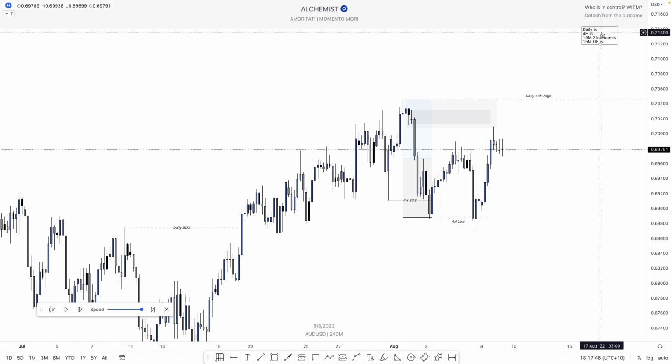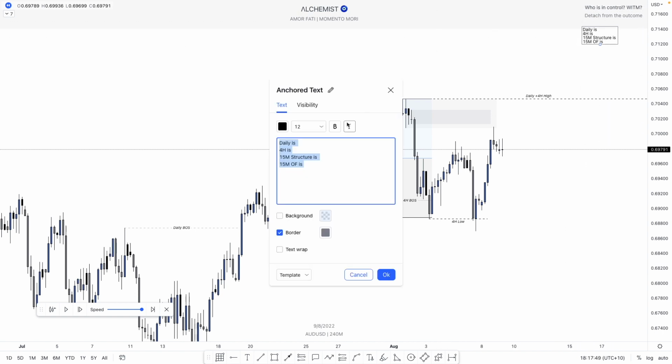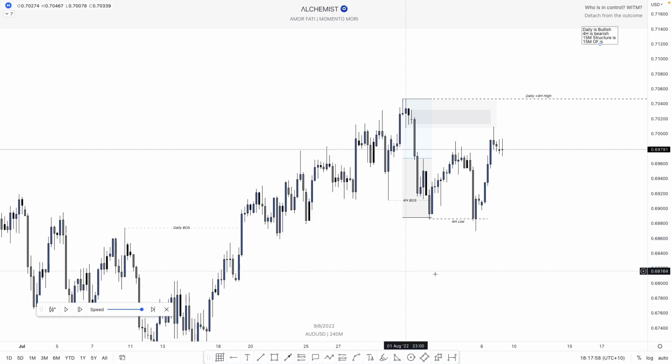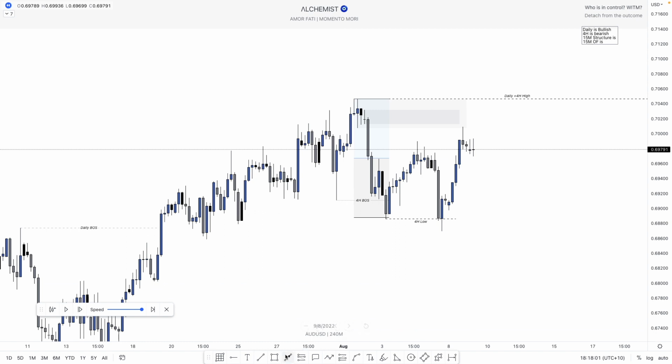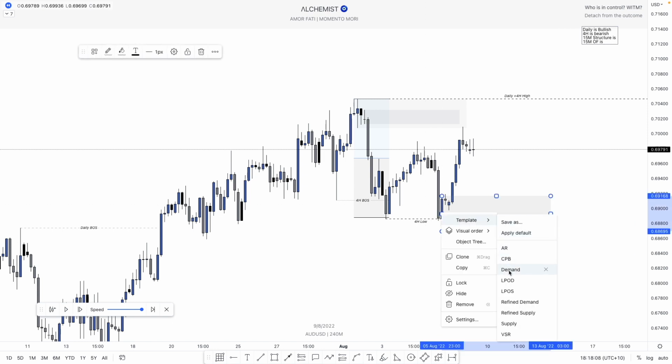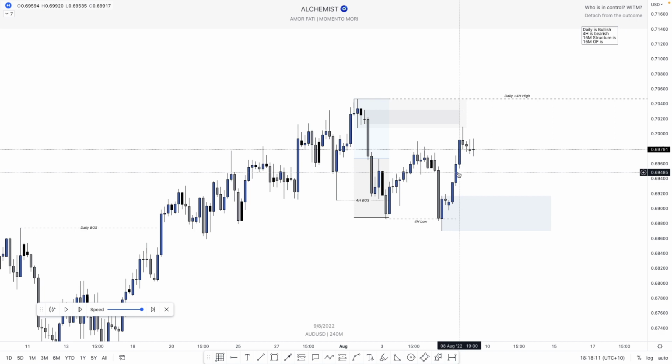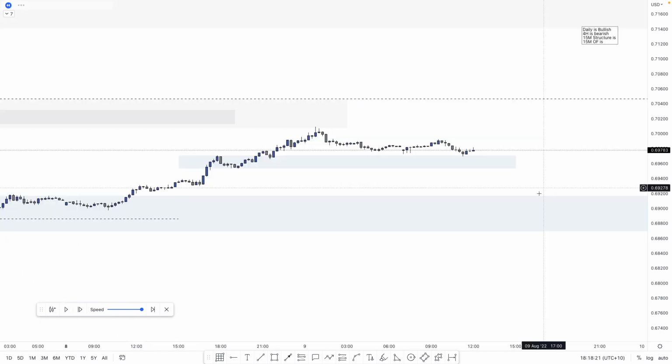Cool. I like to also just have this up in the corner of my screen so I know that the daily is bullish. I know that the 4 hour is bearish. And then we'll jump down to the 15-minute and have a look at those as well. We'll just mark out some more POIs. That's everything we need to do there. Look at the 15-minute.